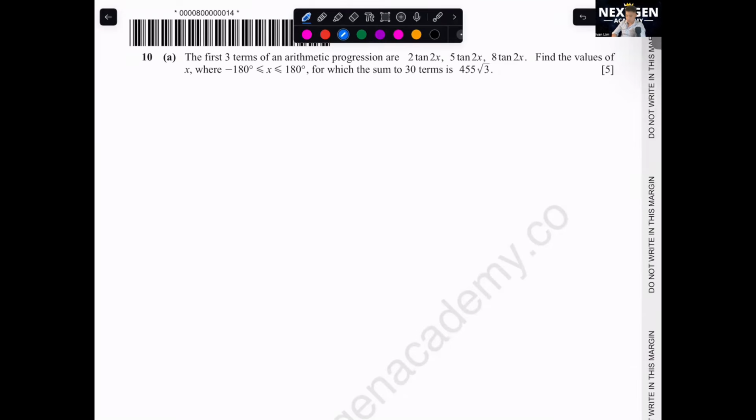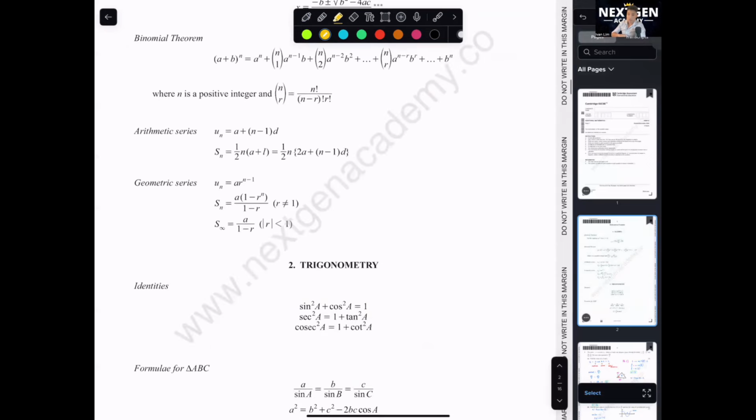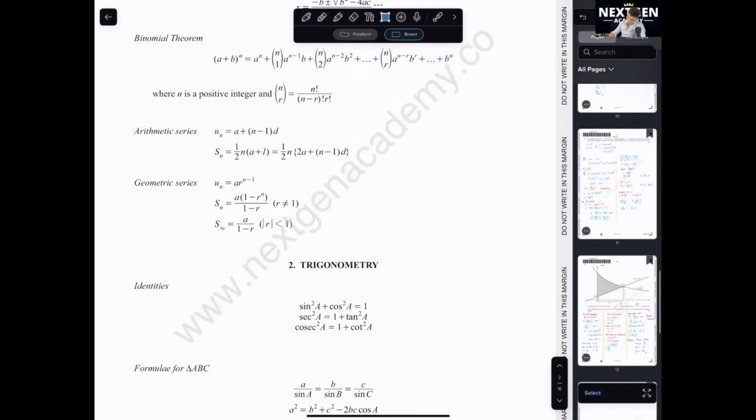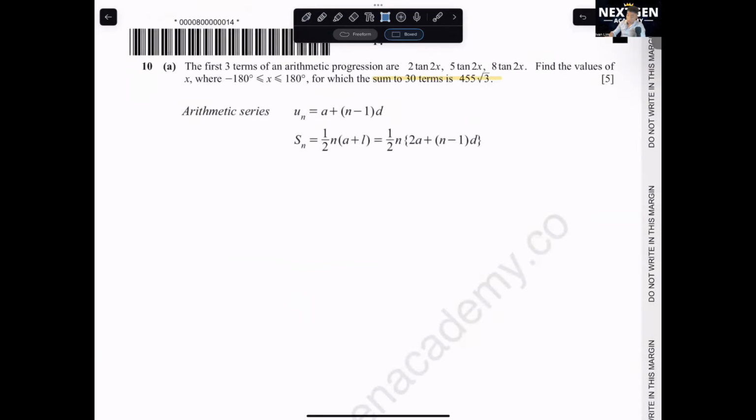Find the values of x, where x is from negative 180 to 180, for which the sum to 30 terms is 455 root 3. For arithmetic and geometric, what you can do is also go and take down the formula first from the front. Then if you don't know how to do it, you figure out from here. So you see, arithmetic, just put down here first. This is your arithmetic series formula.